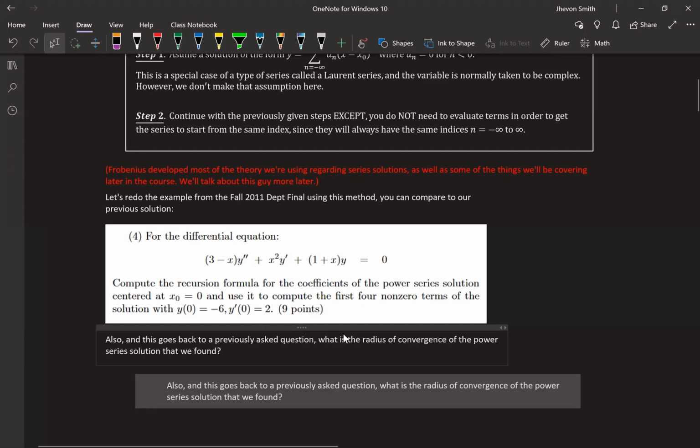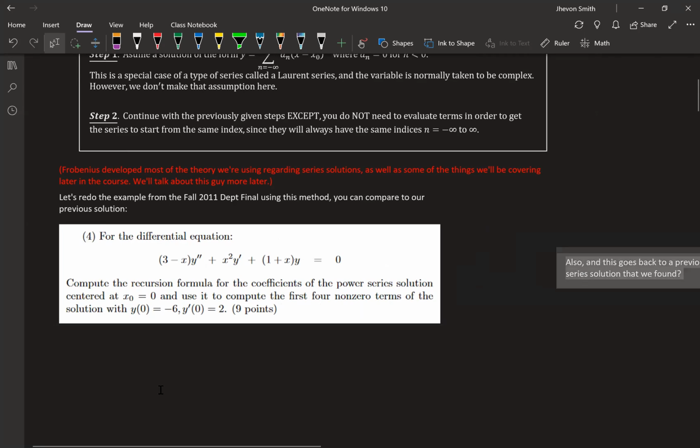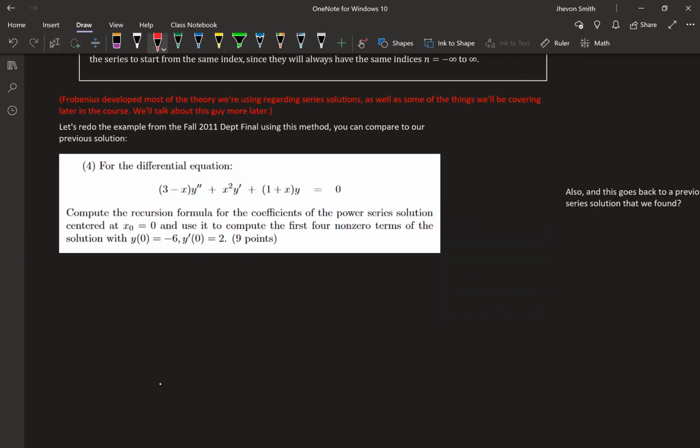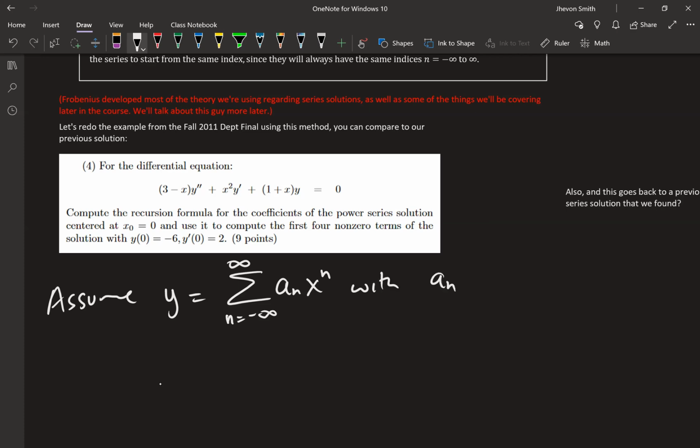I'm also going to mention something here about the radius of convergence of the power series solution later on. Okay, so here's what we can do: assume our y has this solution, the sum from n equals minus infinity to infinity of an x to the n, with an equals 0 if n is less than 0. Now, this whole thing here is equivalent to a power series.